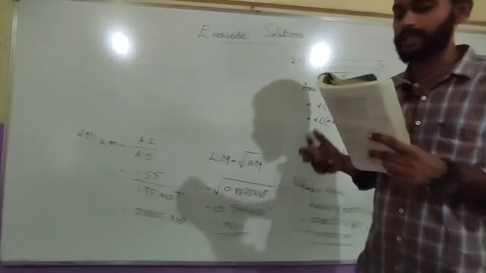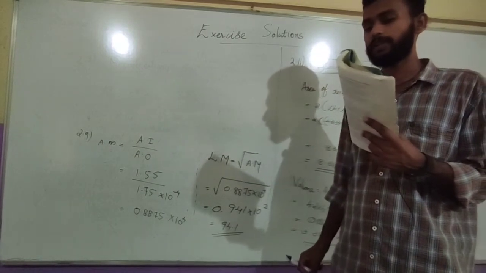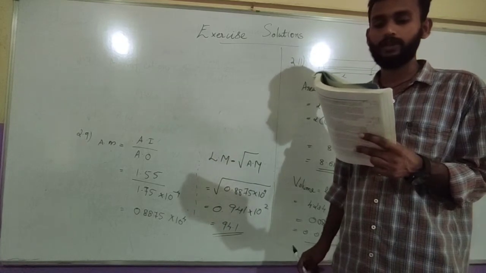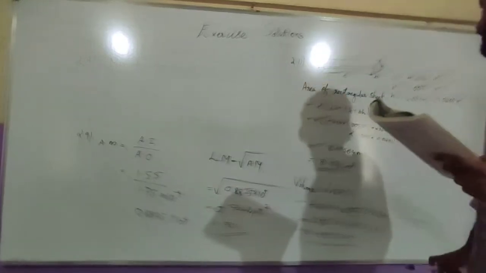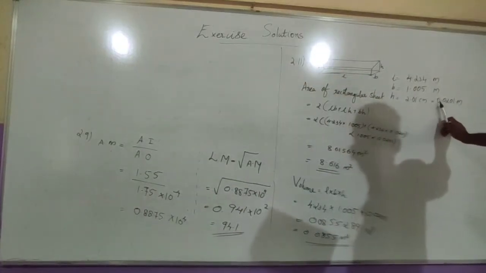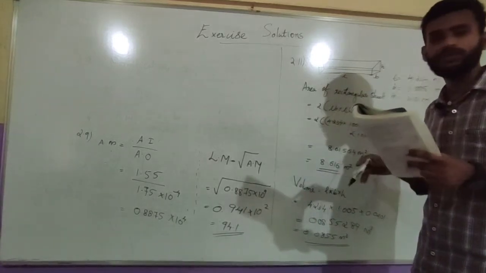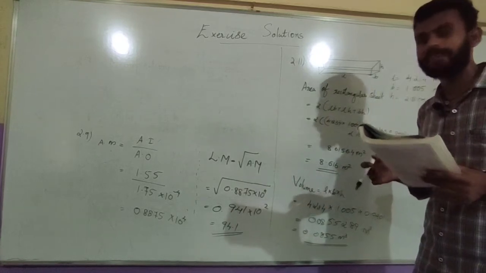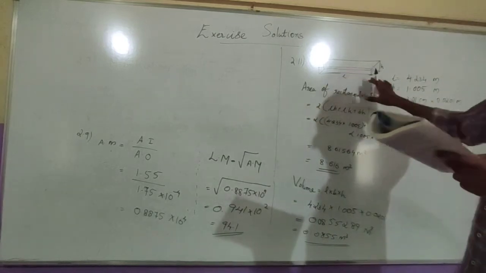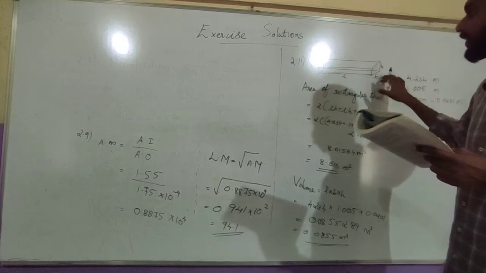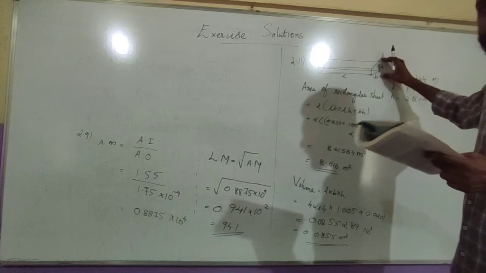The length, breadth and thickness of a rectangular sheet of metal are 4.234 meter, 1.005 meter and 2.01 centimeter. First of all, you have to convert the 2.01 centimeter into meter. That is, 2.01 centimeter is equal to 0.0201 meter, because whenever you are doing a calculation, the values should have the same unit, isn't it? Now let us come to the sheet. The length, breadth and height values are given. It is a rectangular sheet, and when the height is included, it is not negligible.